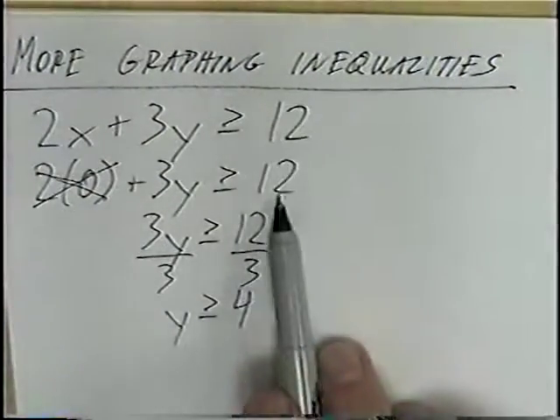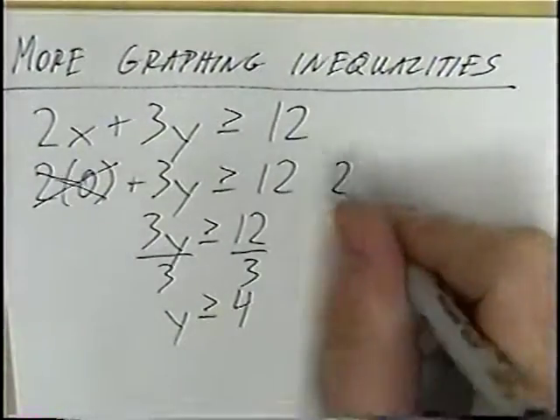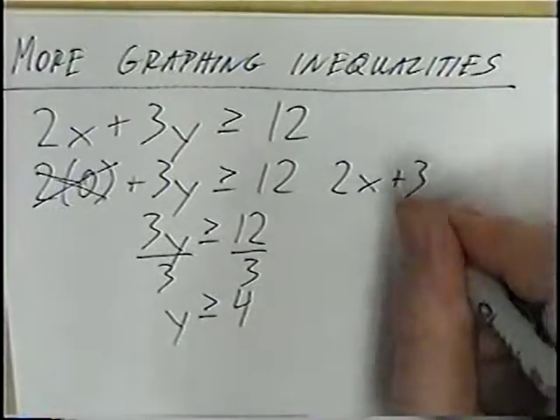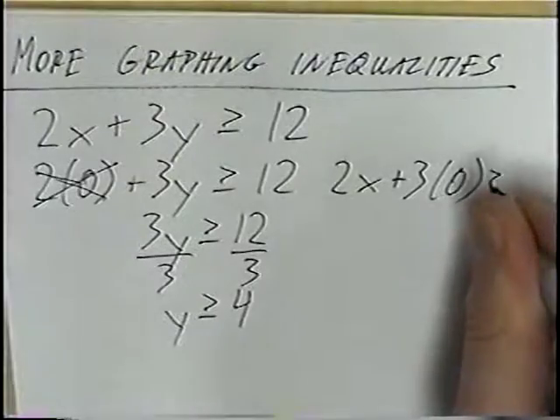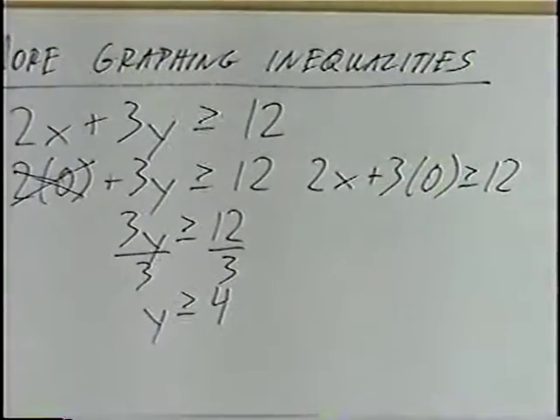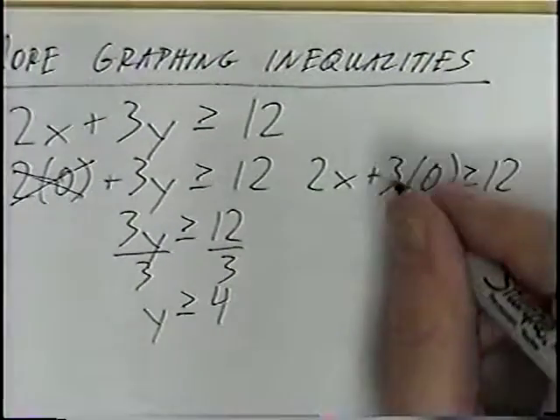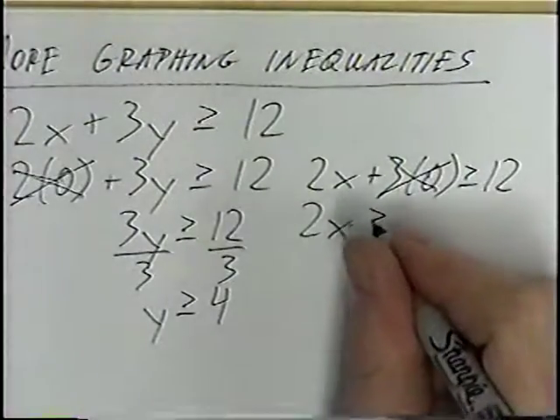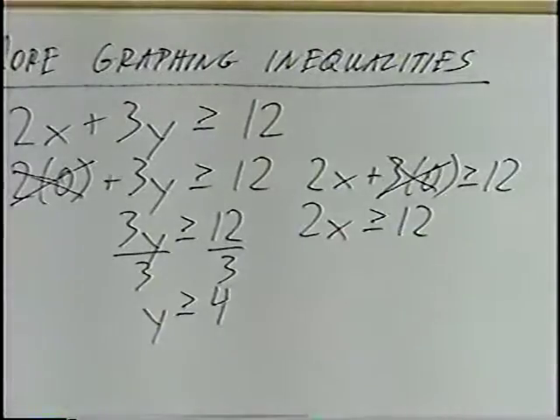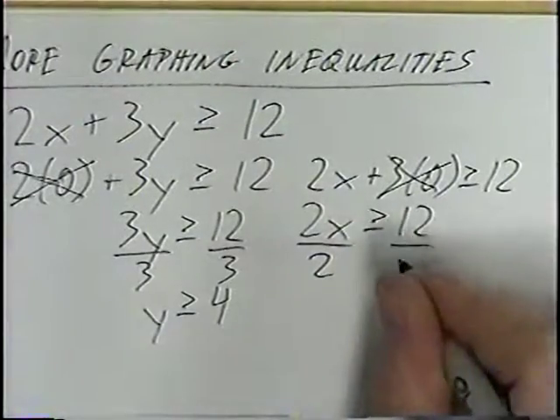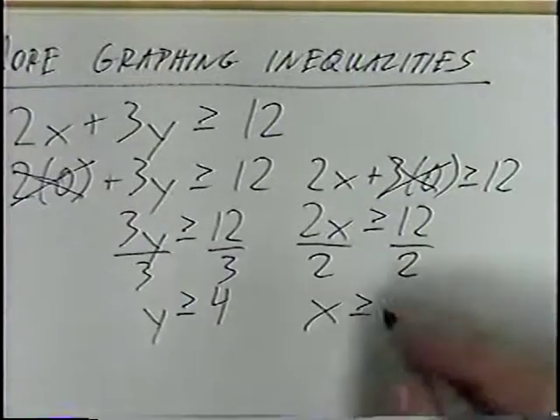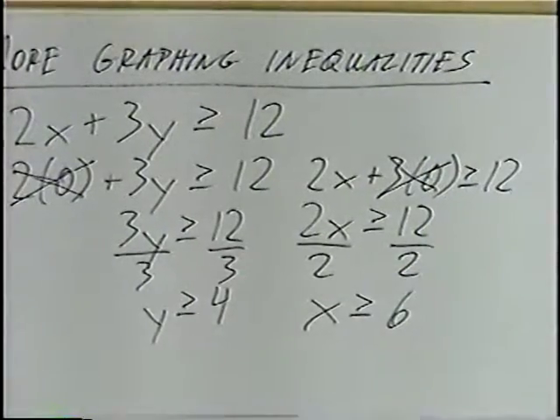This is our first intercept, the y-intercept. If we solve the same inequality again, but this time put a 0 in for the y value, we'll have 2x plus 3 times 0 is greater than or equal to 12. 3 times 0 again would cancel, so we'll have 2x is greater than or equal to 12. Dividing by 2, we'll have the x-intercept, which is x is greater than or equal to 6.